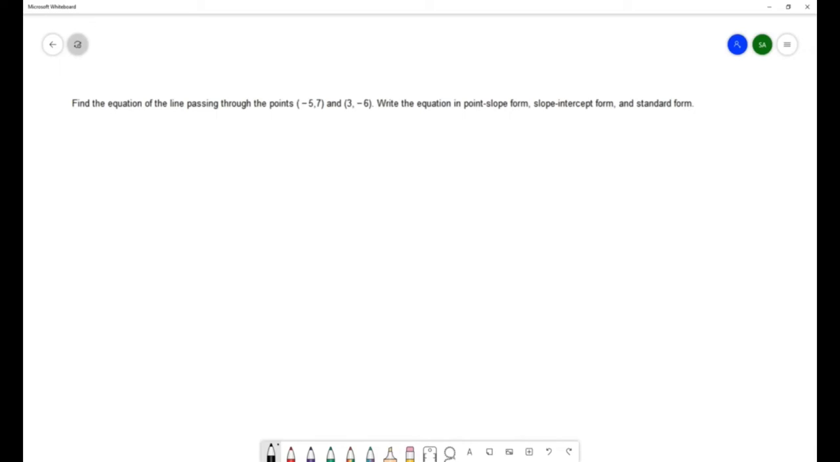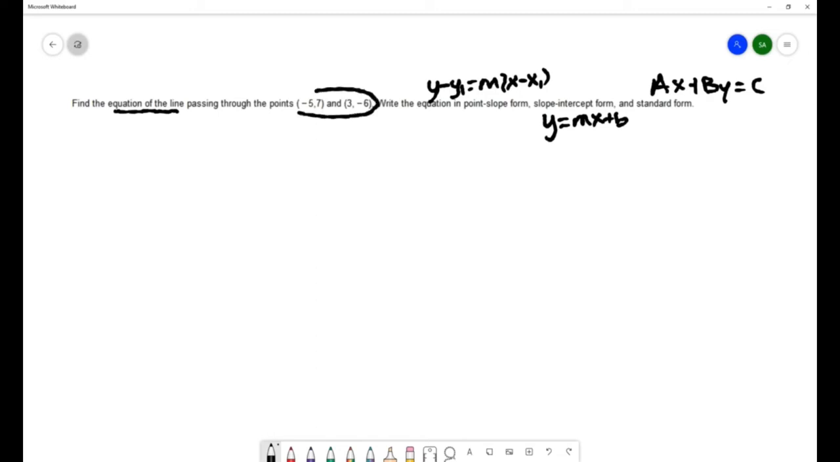For point-slope form, that's y minus y1 equals m times x minus x1. For slope-intercept form, that's y equals mx plus b. And for standard form, that's ax plus by equals c. So we want to write our equation of the line in all of those formats, and we're given these 2 points that are on the line.